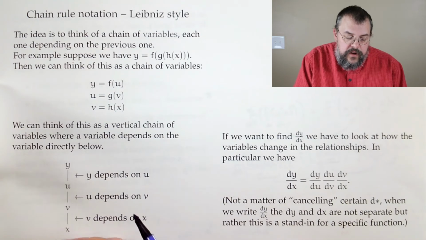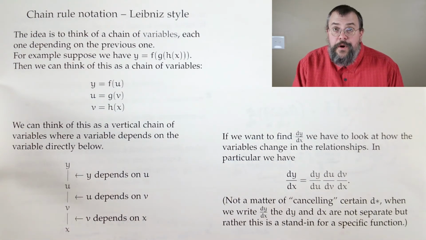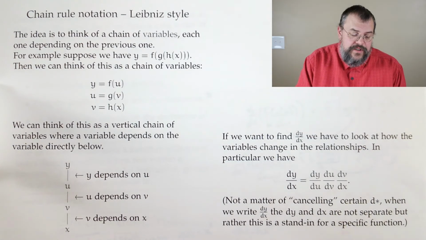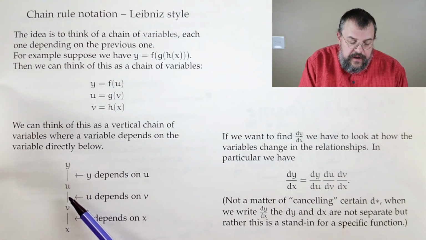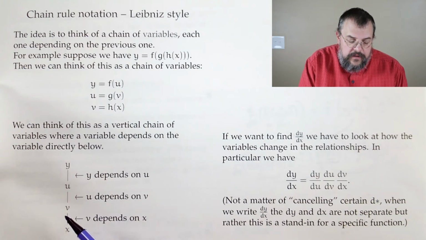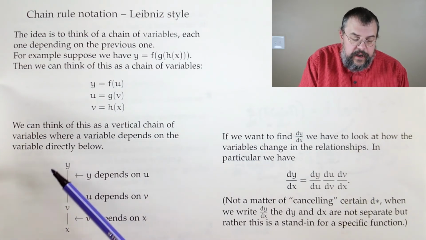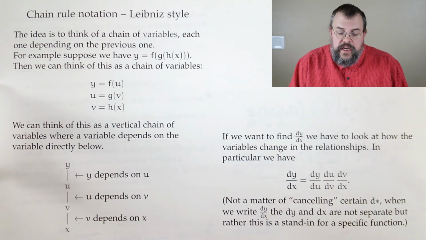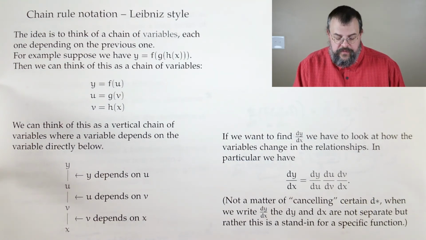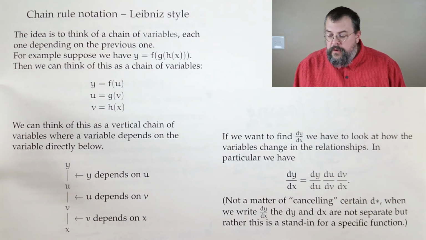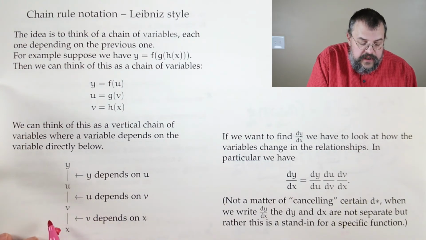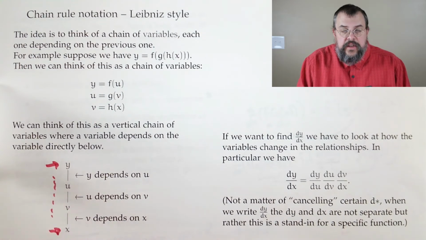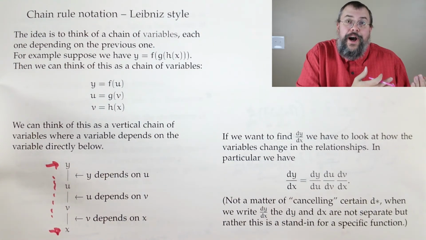So what do we have? Well, we have a series of variables now: y, u, v, x, such that y depends on u, u depends on v, and v depends on x. So the diagram here is showing us the interrelationships between our different variables. And now suppose I want to ask the question: I know x is changing. What's the effect up here? How does the change in x affect the change in y?